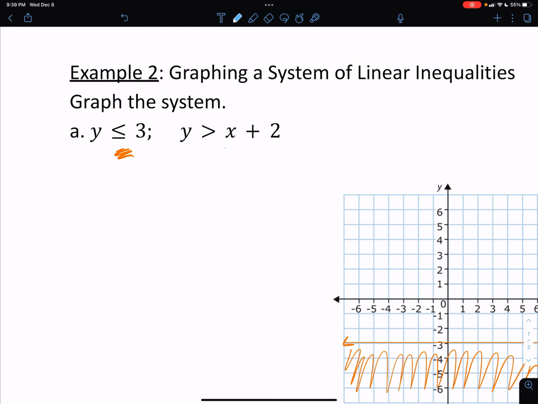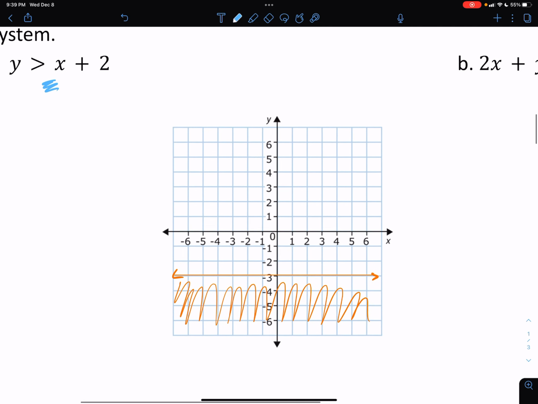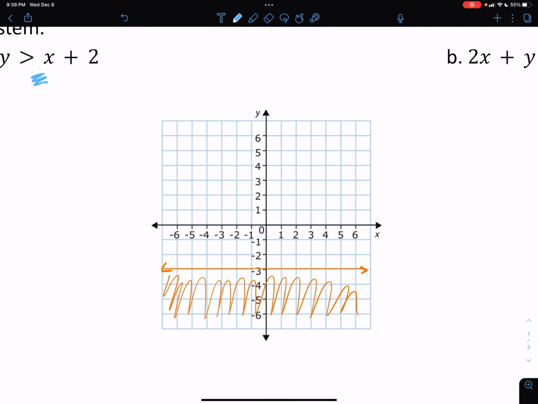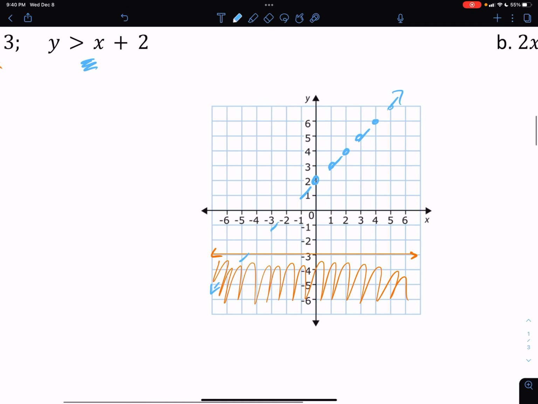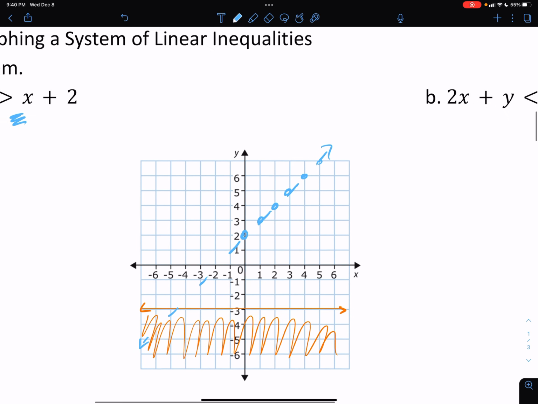And then in this one, I'll do this in this blue color. I have y is greater than x plus 2. So I plot 1 at 2. Slope is 1, so up 1 over 1, up 1 over 1. So this is going to be my graph. But remember, this is going to be a dashed line. Why? Because it's a greater than. It does not have an equal to. And notice how this one is a greater than, so I'm going to shade above.